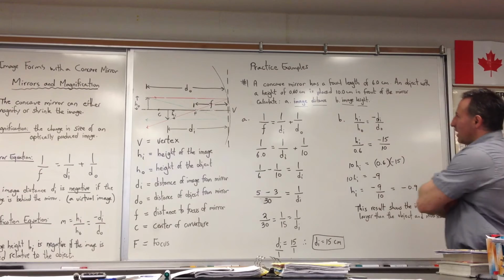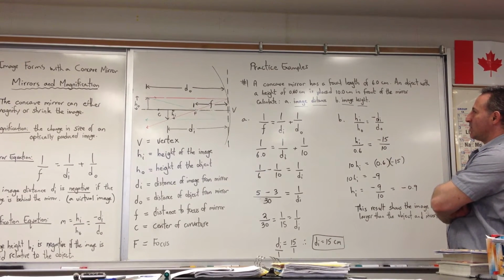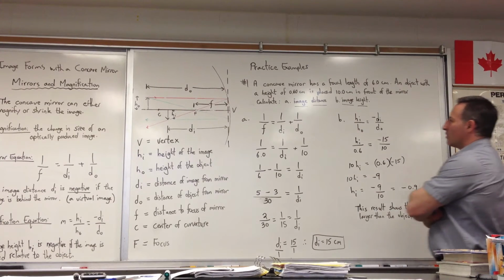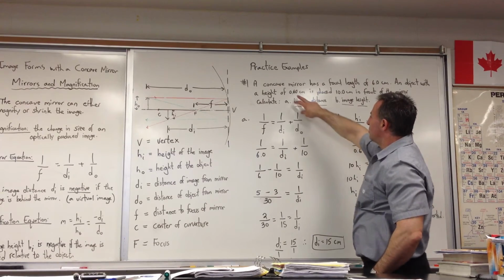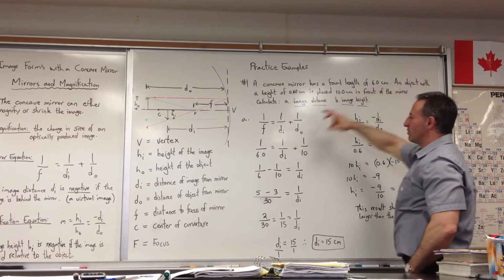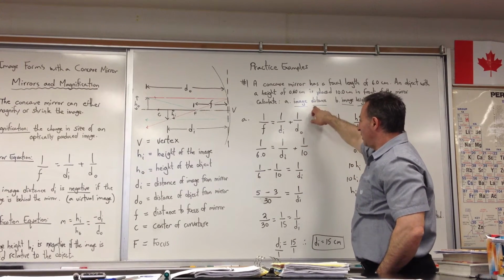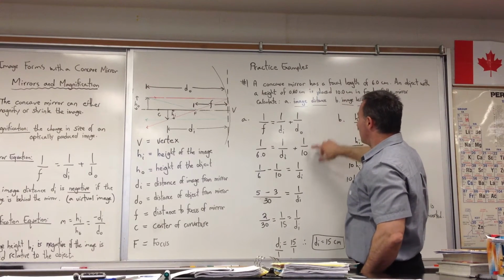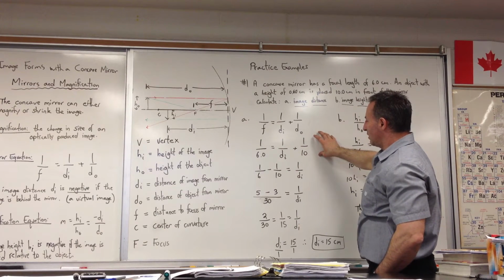First question asks, a concave mirror has a focal length of 6 centimeters. An object with a height of 0.6 centimeters is placed 10 centimeters in front of the mirror. Calculate A, the image distance, and B, the image height. So we're going to use 1 over the focal length is equal to 1 over di plus 1 over do. The focal length, we're told, is 6 centimeters. So 1 over 6 is equal to 1 over di. That's the distance of the image, what we're looking for in part A. And we're told that the object is 10 centimeters in front of the mirror. So the distance of the object, do, is 10.